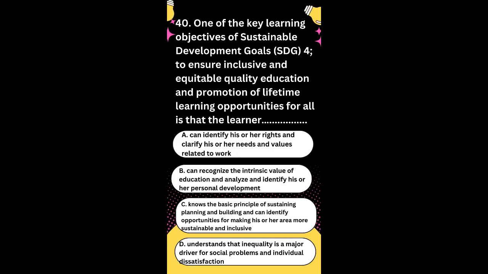40. One of the key learning objectives of Sustainable Development Goals, SDG 4, to ensure inclusive and equitable quality education and promotion of lifetime learning opportunities for all, is that the learner: A. Can identify his or her rights and clarify his or her needs and values related to work. B. Can recognize the intrinsic value of education and analyze and identify his or her personal development. C. Knows the basic principle of sustainable planning and building and can identify opportunities for making his or her area more sustainable and inclusive. D. Understands that inequality is a major driver for social problems and individual dissatisfaction.